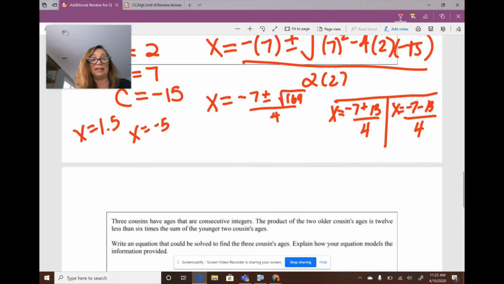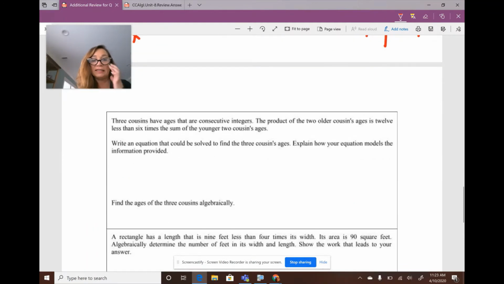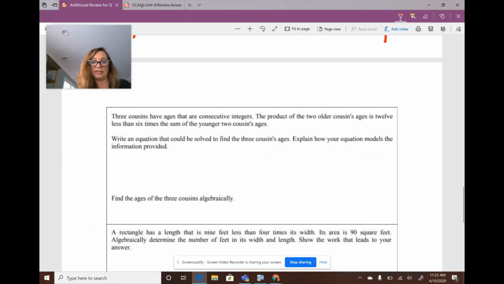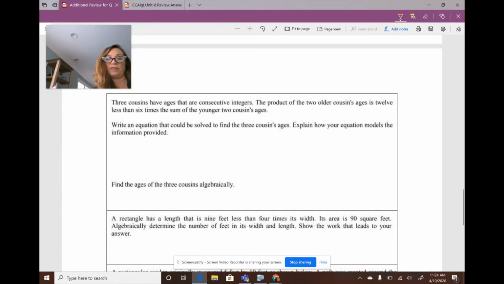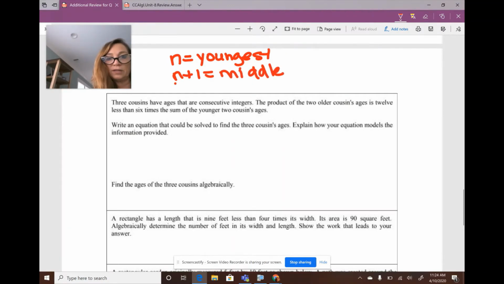Okay, so I have 3 cousins whose ages are consecutive integers. So for the 3 cousins, I'm going to do n for the youngest, n plus 1 for the middle, and n plus 2 for the oldest. Sometimes the let statements are in the question, but I don't see it anywhere. So that's what I'm doing.